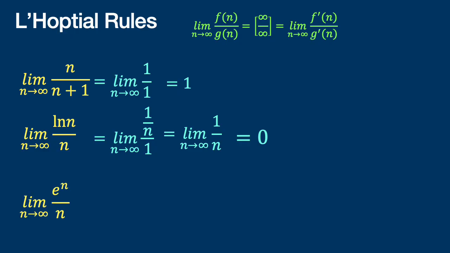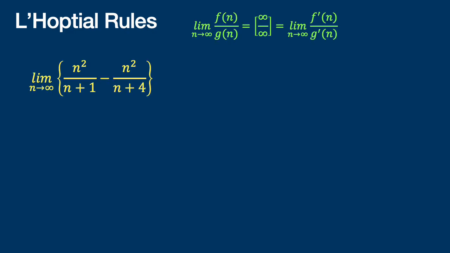Here is another one. e^n over n. So n approaches infinity. e^n is increasing, n is increasing. That's definitely infinity over infinity. We can apply L'Hopital's rule. The derivative of e^n is e^n, the derivative of n is going to be 1. Now, this one is the limit as n approaches infinity of e^n. Where does e^n go, guys? That's going to infinity. So the limit of this sequence is going to infinity.